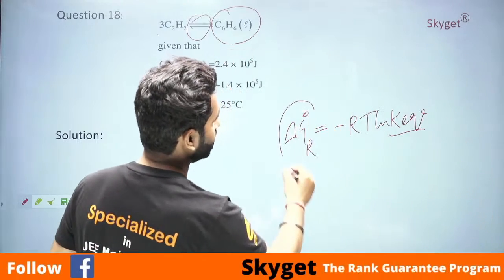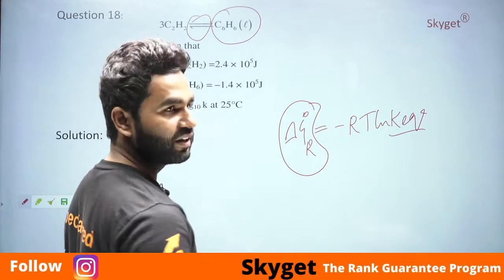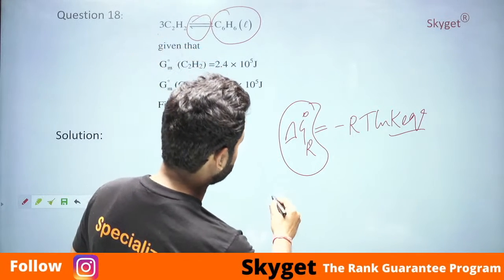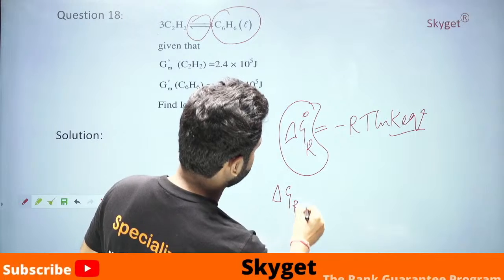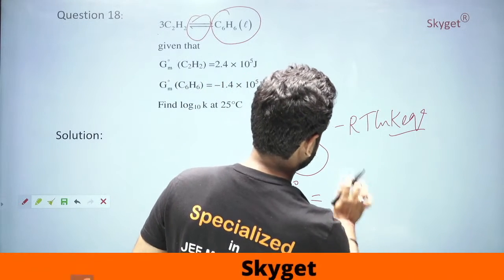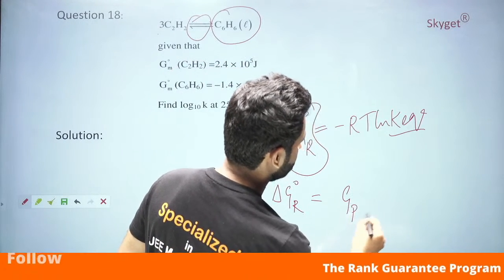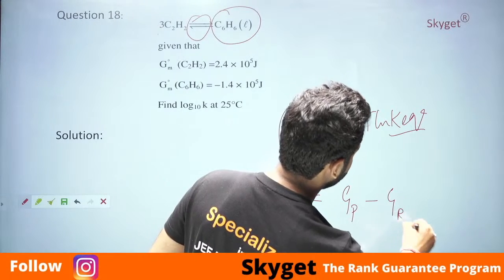And what is delta GR? Delta GR is the Gibbs free energy change of a reaction, which comes out to be the Gibbs free energy of products minus Gibbs free energy of reactants.